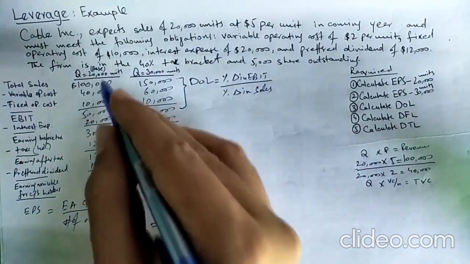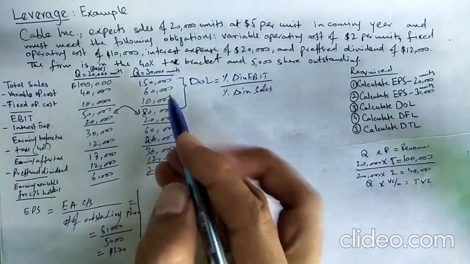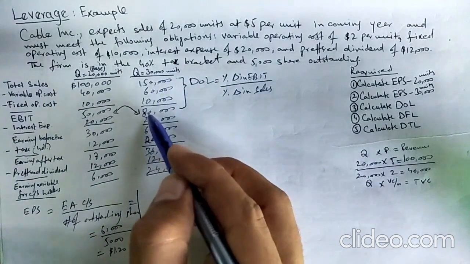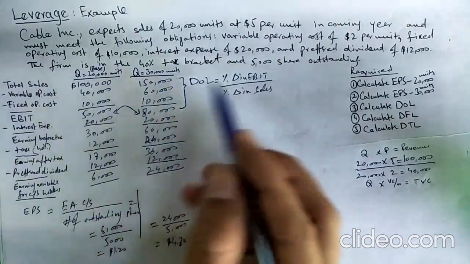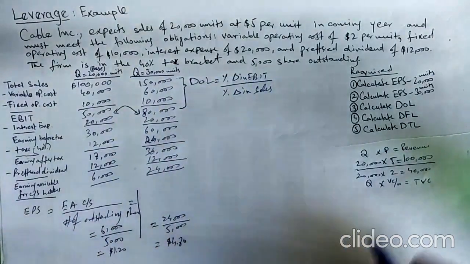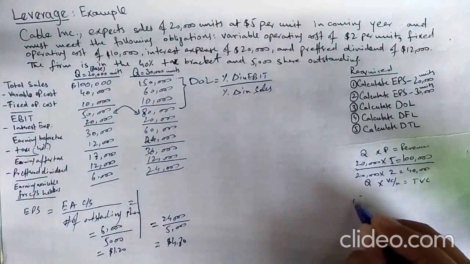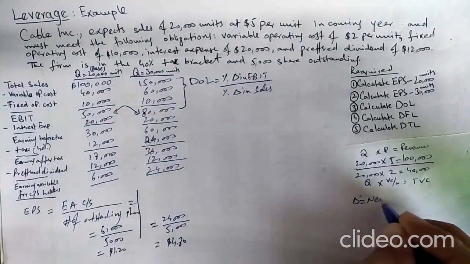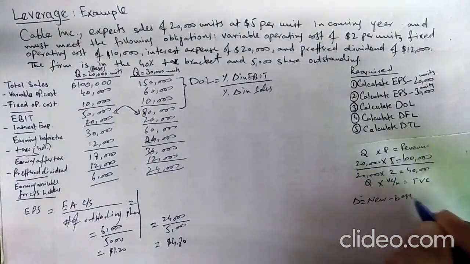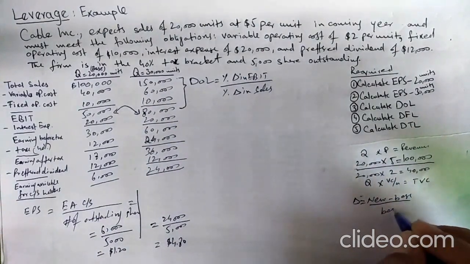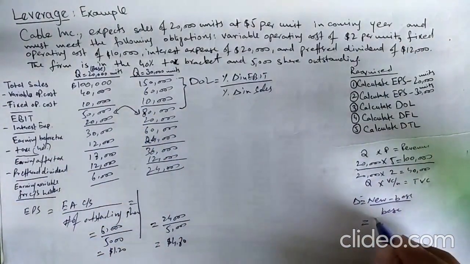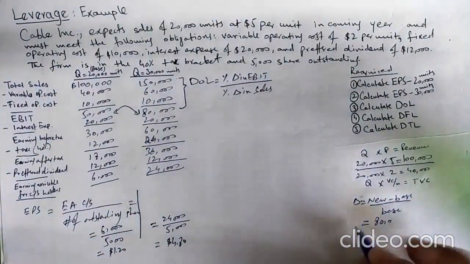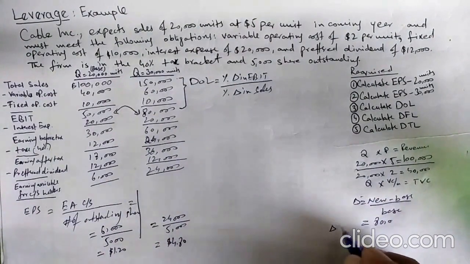If we sell 20,000 units, our EBIT is 50,000. If we sell 30,000 units, our EBIT will be 80,000. So the change between these 2 points will be the change in EBIT. The simple formula of the change is new minus base over base. So our new EBIT is equal to 80,000. So by using this formula we can calculate the change in EBIT.